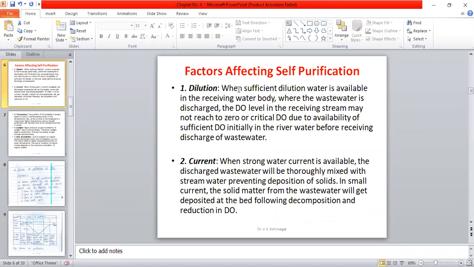So the next point, you should write at least this part, factors affecting self purification. Don't mind, but I will share this PDF PPT with you. But just for our connection, please note down only the points. Factors affecting self purification. Write down first one dilution, second one current. That way, at least the key points you note down. Then we'll go for the next point.